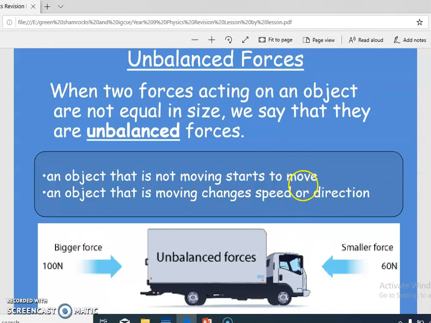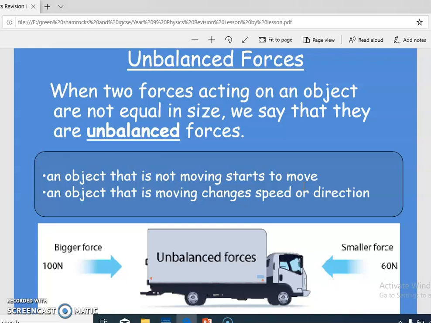An object that is moving changes speed or direction. So what is an unbalanced force? When two forces acting on an object are not equal in size, we say they are unbalanced forces. Equal in size ആണെങ്കിൽ നമ്മൾ എന്ത് പറയും? We say it as balanced forces. If they are unequal in size, not equal in size, we say it as unbalanced forces.